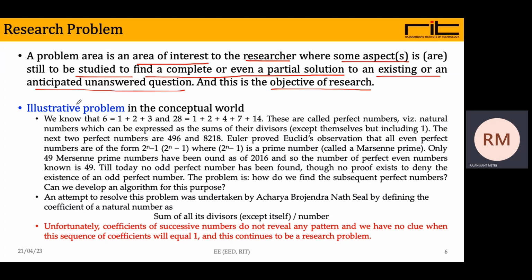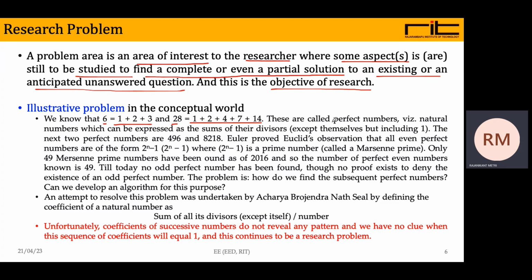So here one illustrative example is given. We know that 6 equals 1 plus 2 plus 3, or 28 equals 1 plus 2 plus 4 plus 7 plus 14. So do you find anything typical about this? Because here you can see 1 plus 2 plus 3 is equal to 6, and 1 plus 2 plus 4 plus 7 plus 14 is also equal to 28.